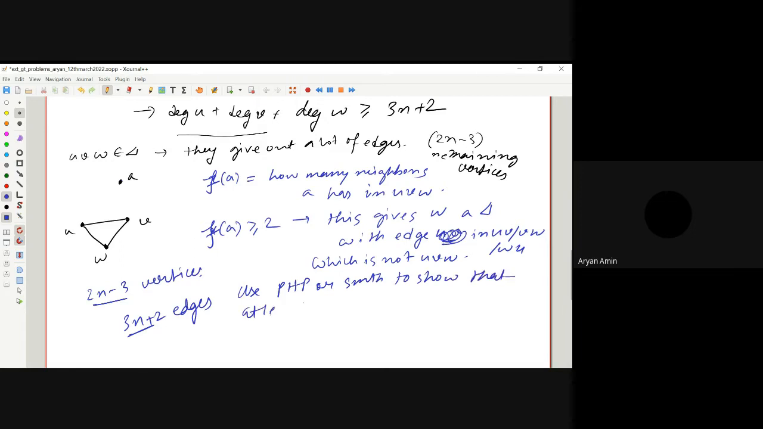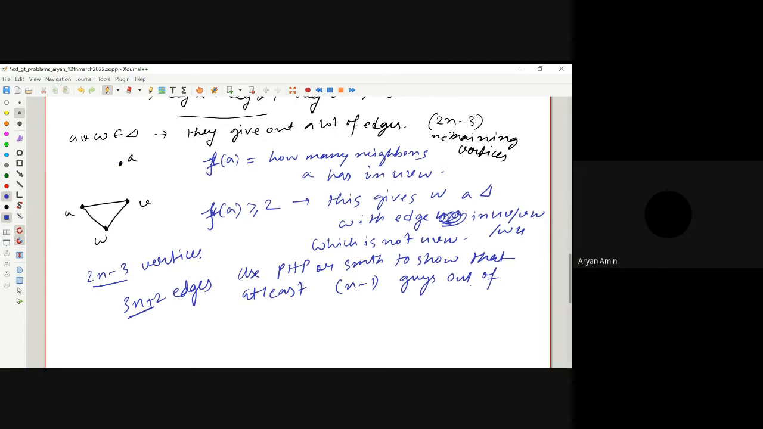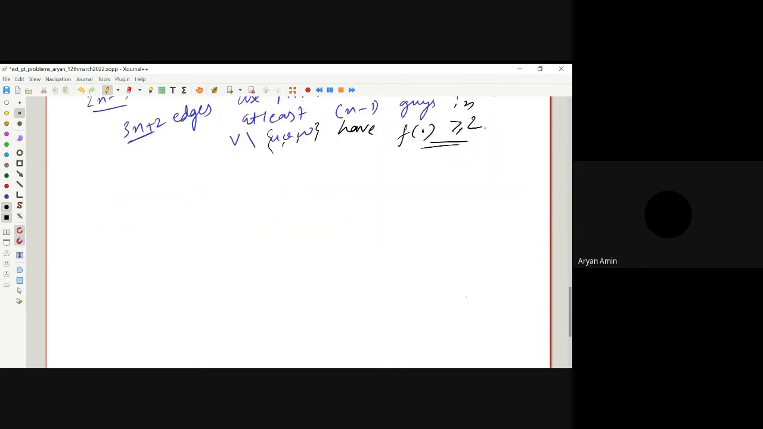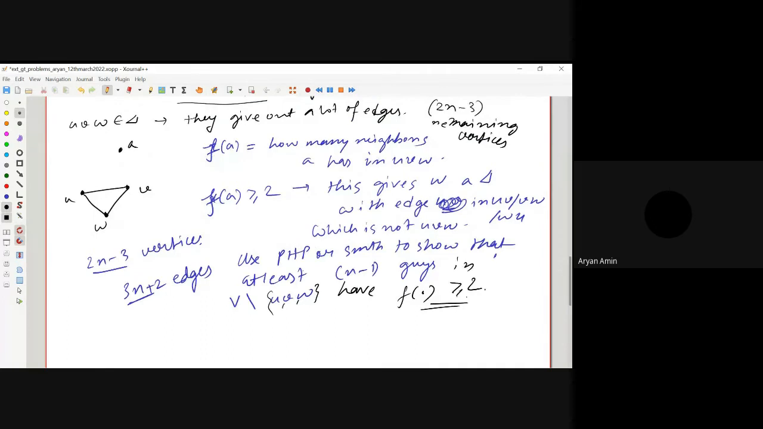at least n minus 1 guys inside this set, minus UVW, have the F value greater than or equal to 2. So this basically finishes. I'll leave the proof to you guys. This is not very hard. You can just use a PHP argument.